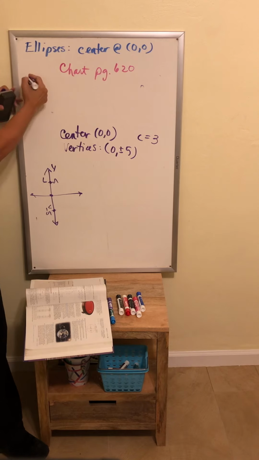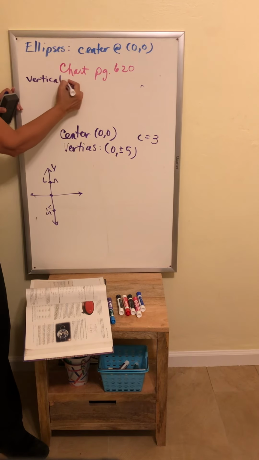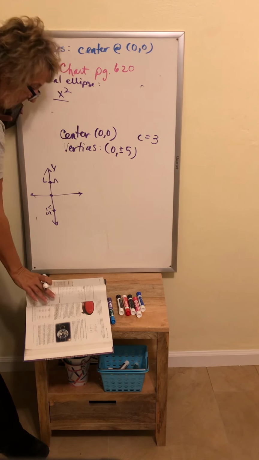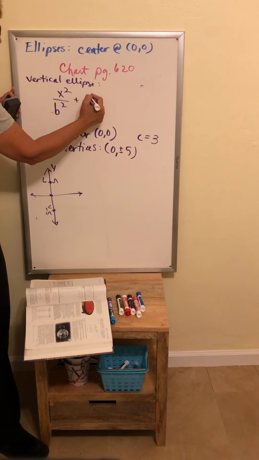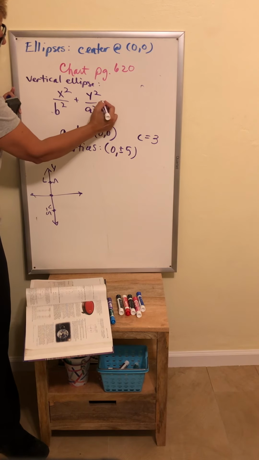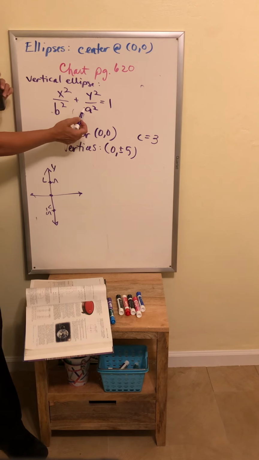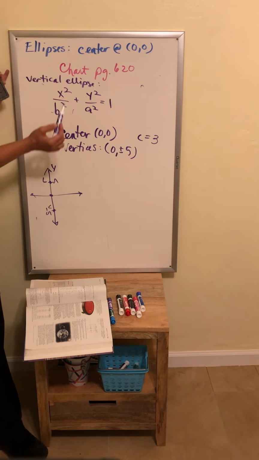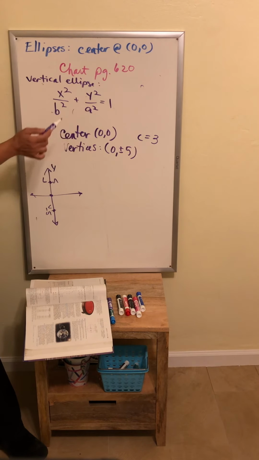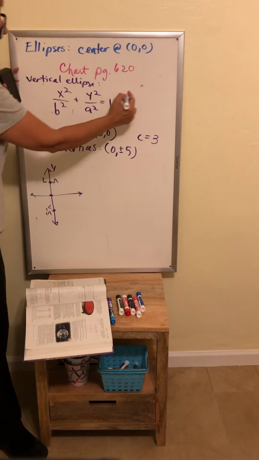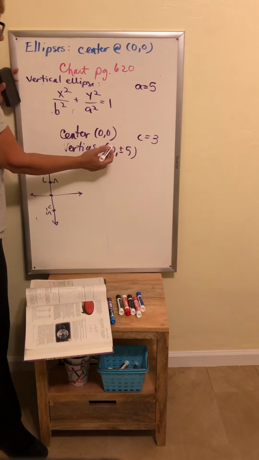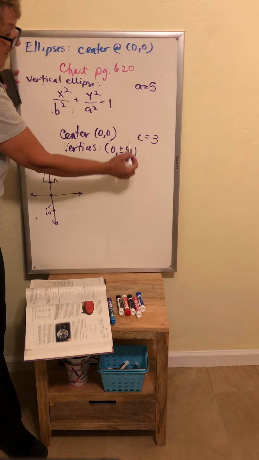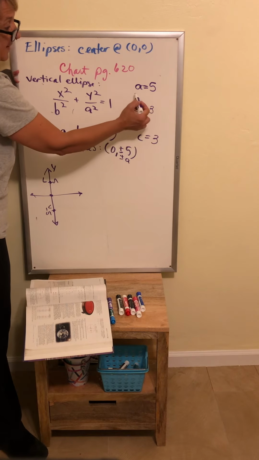The standard equation for a vertical ellipse is x squared over b squared plus y squared over a squared equals 1. So a squared is always your larger denominator, and it is associated with the y-axis, which is a vertical axis. So the value for a equals 5, because that's always the distance from the center to your vertices. This is your plus or minus a. We know the value for c, which is 3. Now we need the value for b.